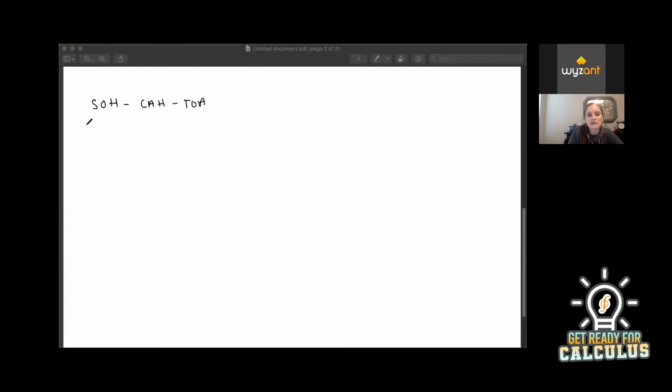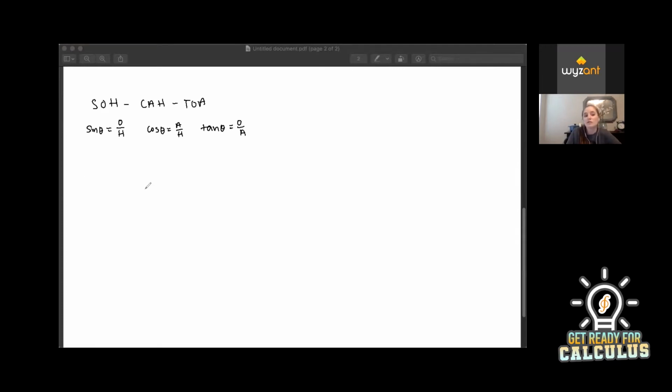So what it's telling you is that sine of theta is opposite over hypotenuse. So it always goes in the same order. It's what's on this side, what's on top, what's on bottom. Cosine theta is adjacent over hypotenuse. Tan theta is opposite over adjacent.